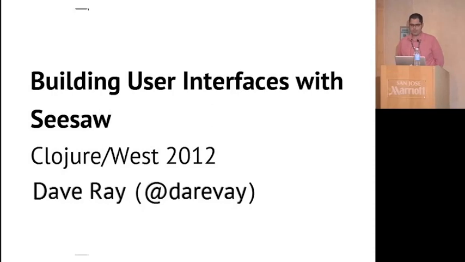I'm Dave. I'm a programmer from Ann Arbor, Michigan. Since last spring, I've been working on a user interface toolkit for Clojure called Seesaw. The idea behind Seesaw is to build a set of code that makes the construction of user interfaces, desktop applications, applets, more pleasant or at least bearable in Clojure.